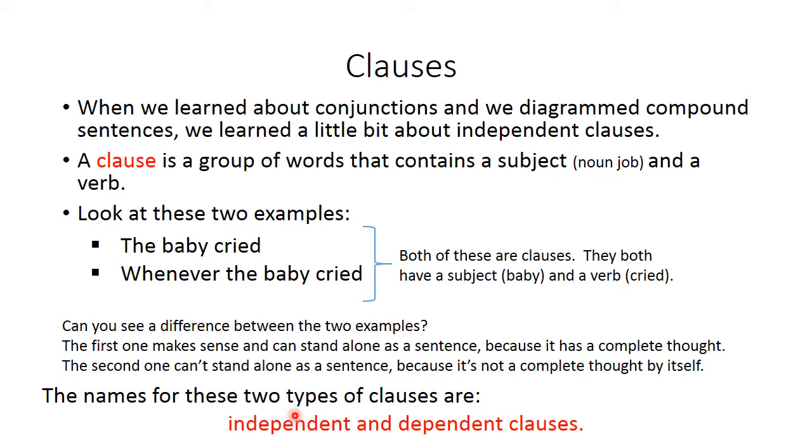So the names for these 2 types of clauses are independent and dependent. If it can stand alone, like the first one, it's an independent clause. If it cannot stand alone, like the second one, it is a dependent clause. But both clauses have both a subject and a verb. One can stand alone, independent. One cannot stand alone, dependent.